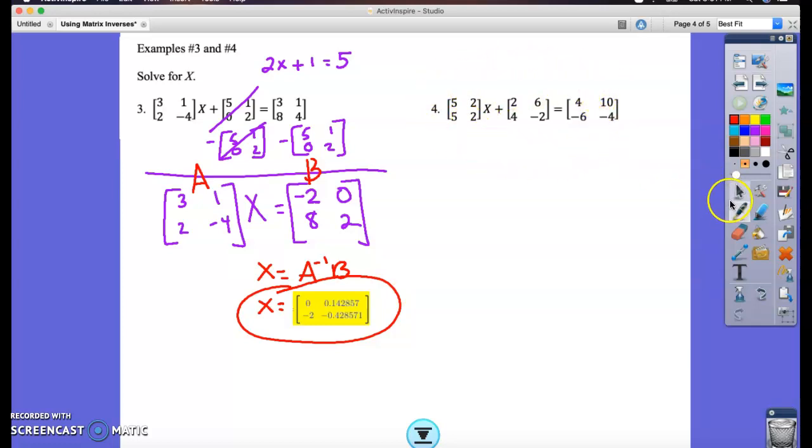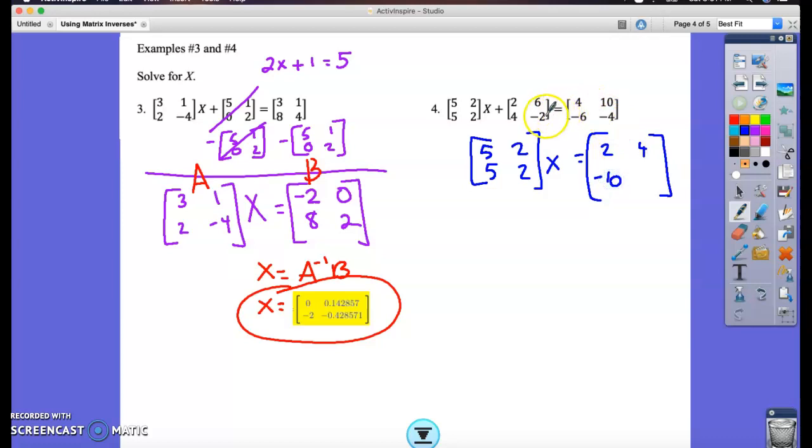What I want you to do is pause on the video and try and move this guy over and see if you get it. While you're doing that on your own, I am going to write down what it's going to be. 5, 2, 5, 2, x. And then 4 minus 2 is 2. 10 minus 6 is 4. -6 minus 4 is -10. And -4 minus 2 is -2. So something's going to happen with this one.